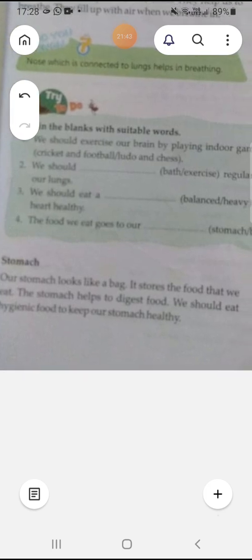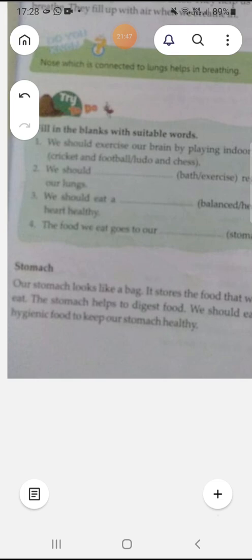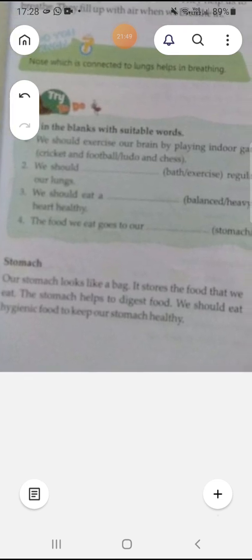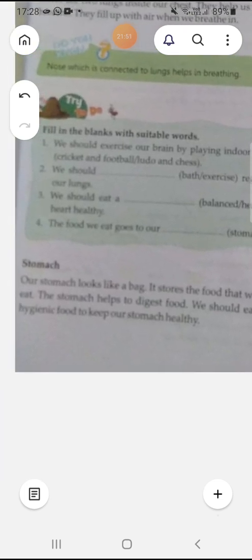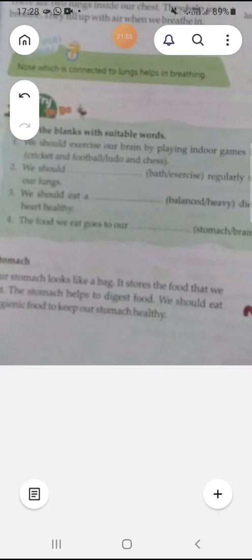So our stomach looks like a bag. It stores the food that we eat. The stomach helps us to digest food. We should eat hygienic food to keep our stomachs healthy. So we need to keep all our organs very healthy by taking care of them.